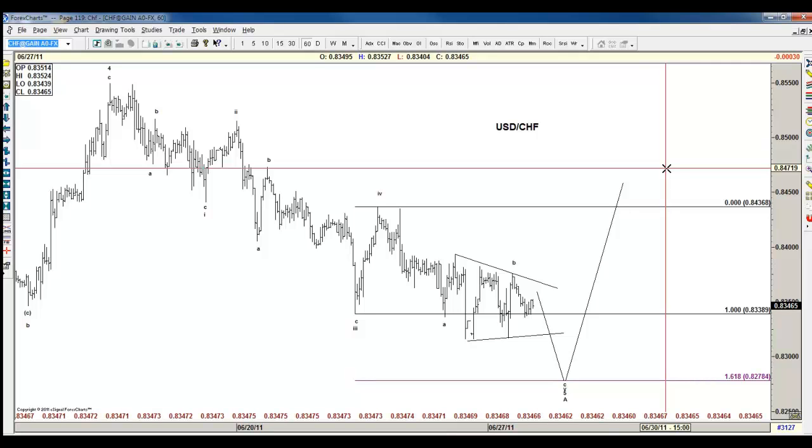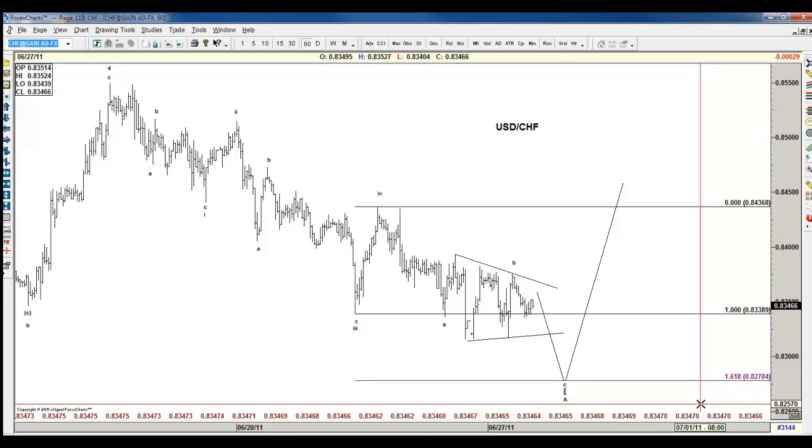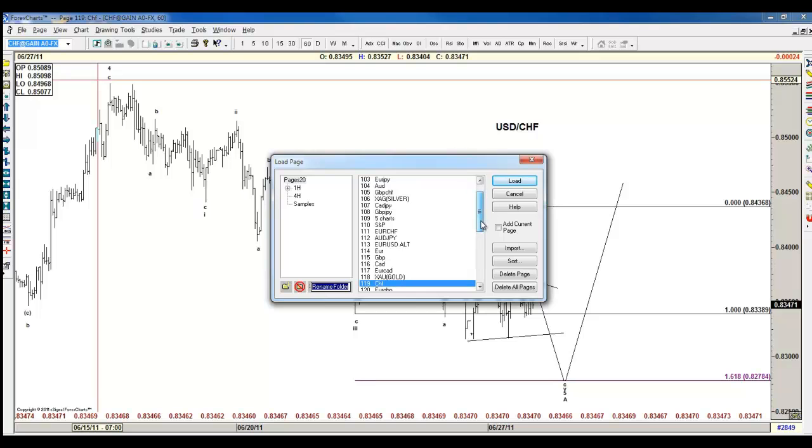Remember, 147 in the euro needs to be broken, and then the dollar weakness is going to take the euro higher. That's what I see there.